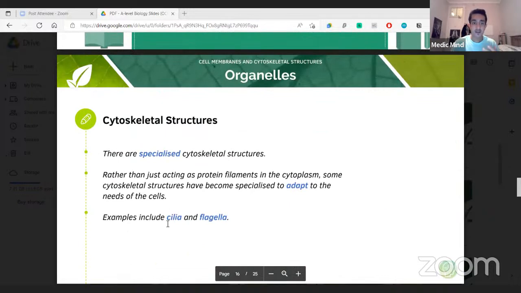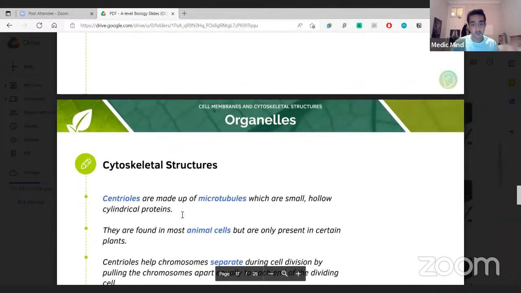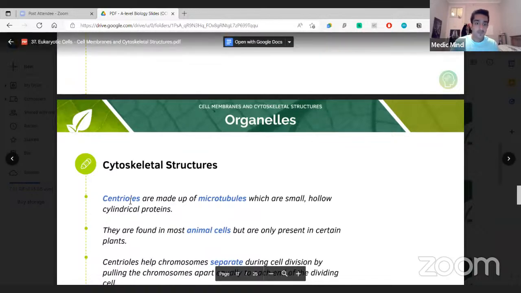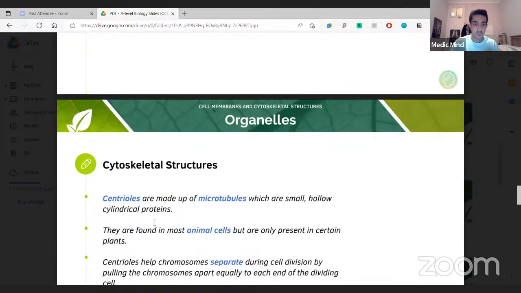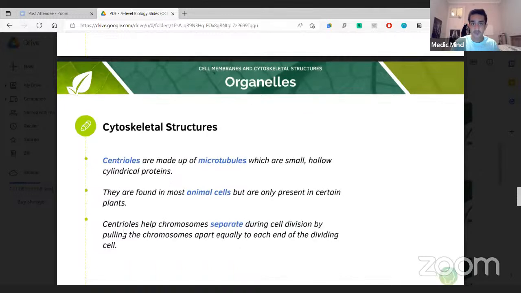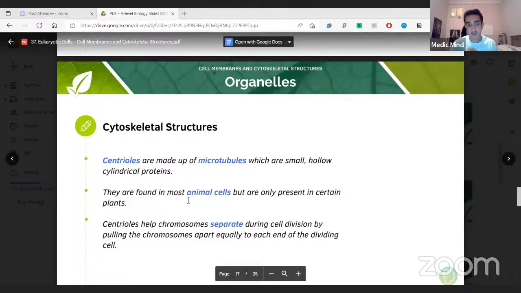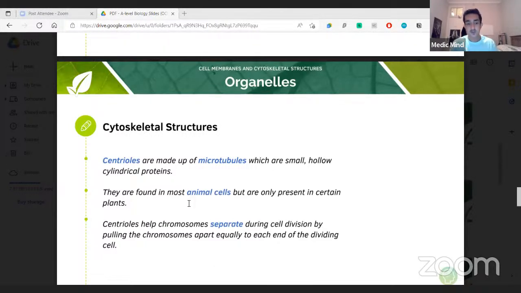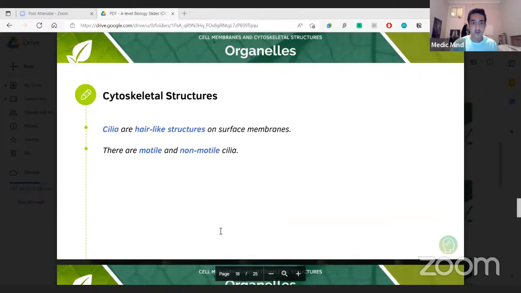Again, there are specialized cytoskeletal structures. Rather than just acting as protein filaments in the cytoskeleton, these project from the cell, and they're cilia and flagella, and they're used for motion and movement. Centrioles are made up of microtubules, which are small, hollow, cylindrical proteins. They're found in most animal cells, but are only present in certain plants. Centrioles help chromosomes separate during cell division by pulling the chromosomes apart. The centrioles also produce spindle fibers. Spindle fibers are what actively does this process.